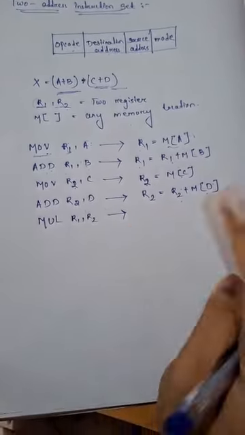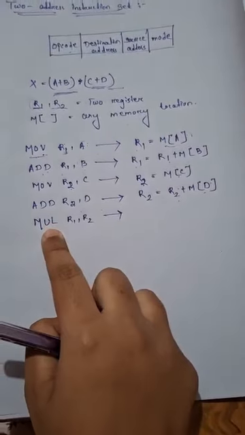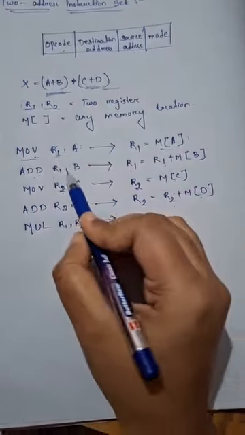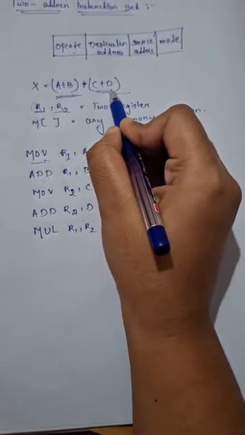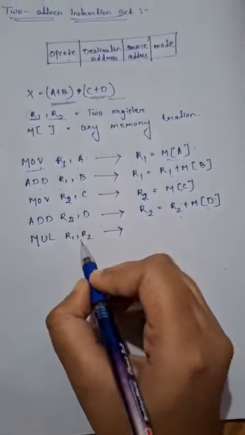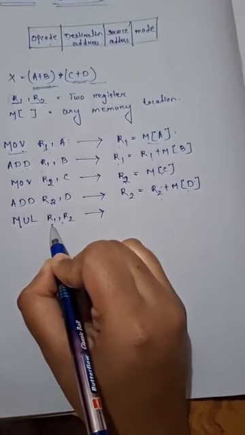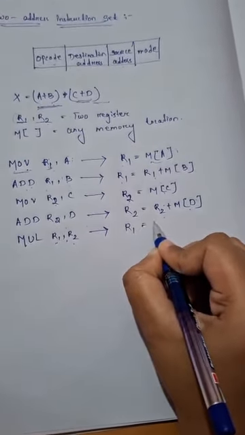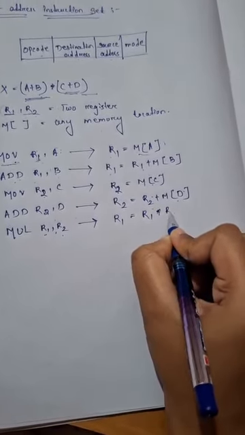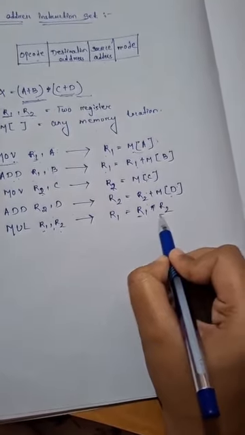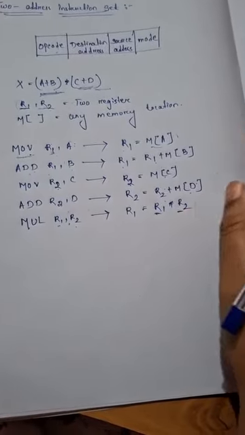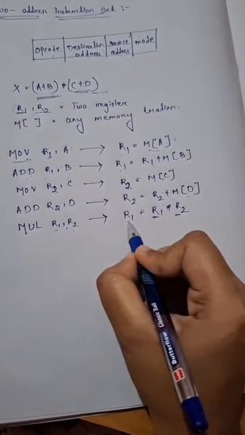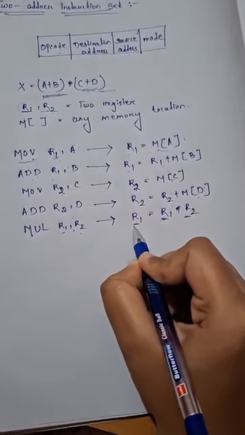Here we basically do the multiplication operation of the two registers, because this a plus b value is stored in the R1 register and the c plus d value is stored in the R2 register. So we perform multiplication of R1 register and R2 register. Then R1 is equal to R1 into R2. Now these two values after multiplication will again be stored in which register, in R1 register.